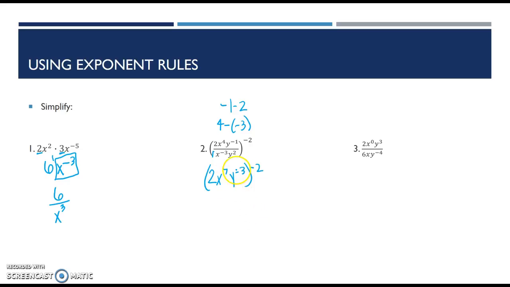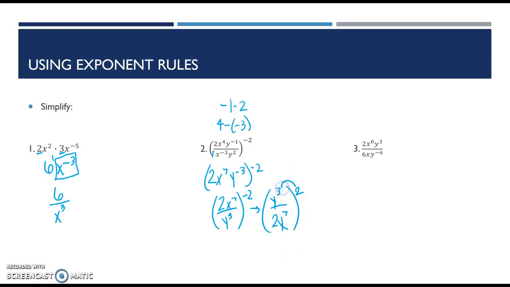Well, now I've also got a negative exponent, so I'm going to go ahead and move that down. So I've got 2x to the 7th over y to the positive 3, all raised to the negative 2. Well, now I want to get rid of this negative 2, so to do that, I'm going to flip the fraction on the inside. Put the y's cubed on top and 2x to the 7th on the bottom, and that's all to a positive 2.